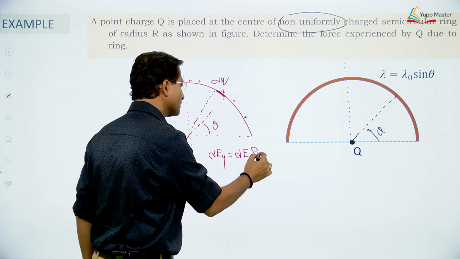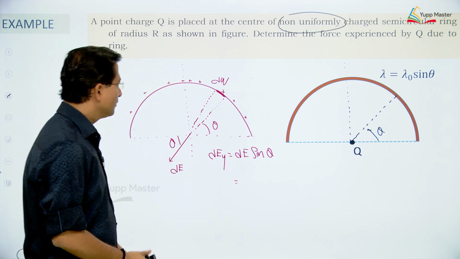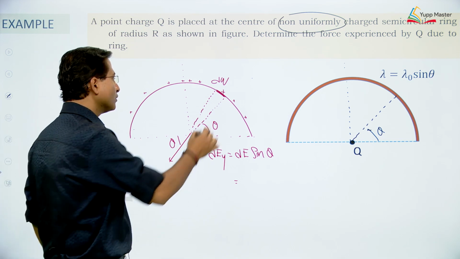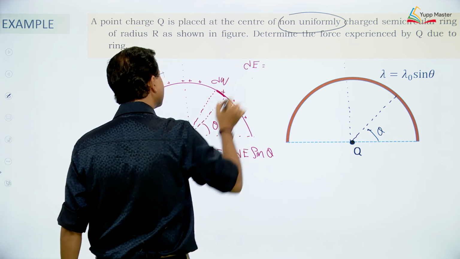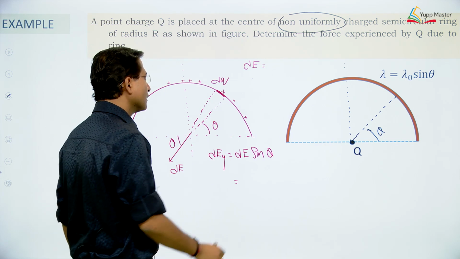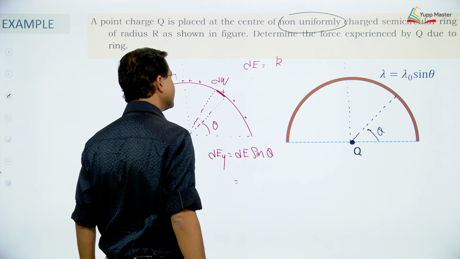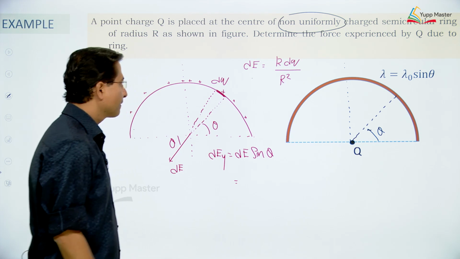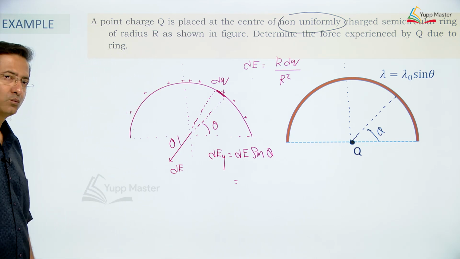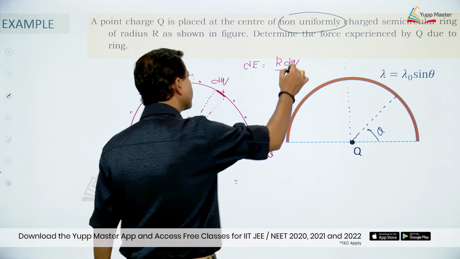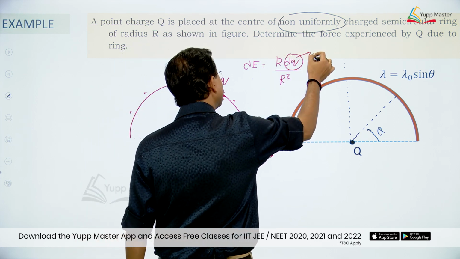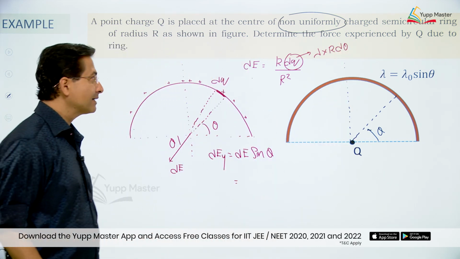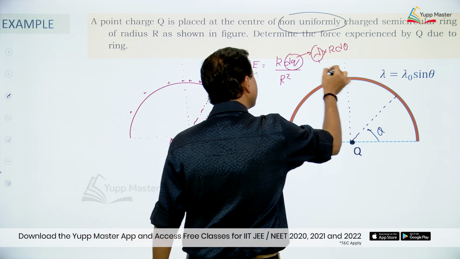Here dE is the field produced by this element. So dE is 1 upon 4 pi epsilon naught, that is k, dq divided by r square. This dq I can write as lambda into r d theta, and lambda I can write as lambda naught sin theta.